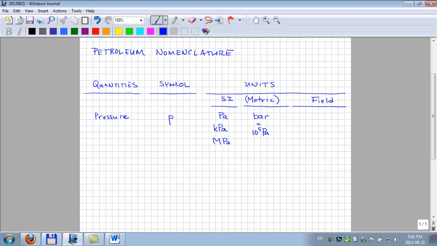And the unit in field is pounds per square inch. Pounds per square inch. Okay.